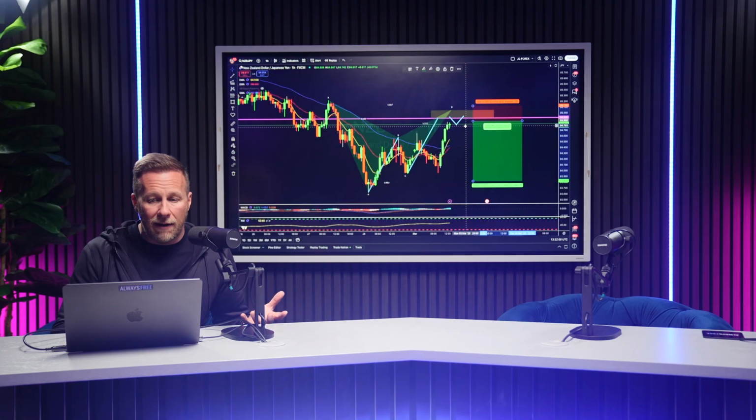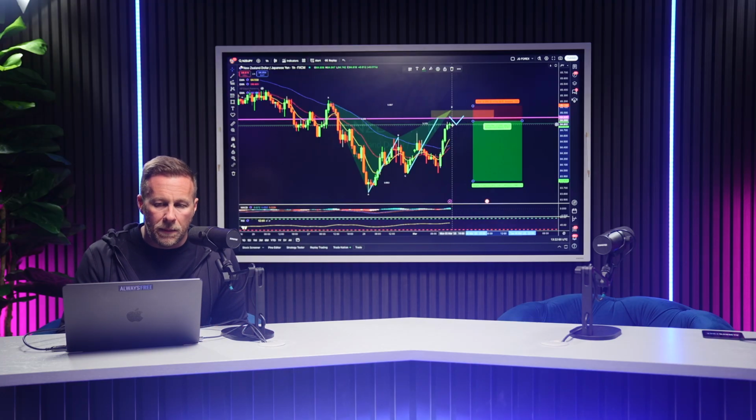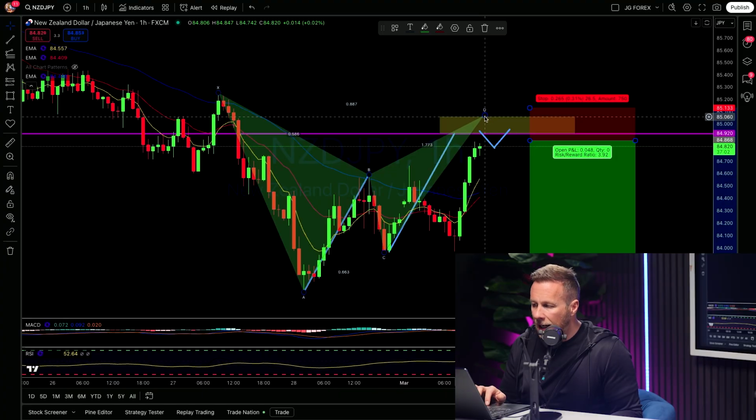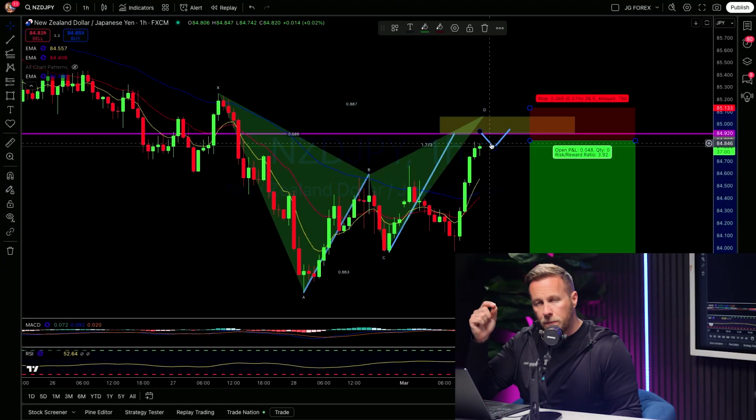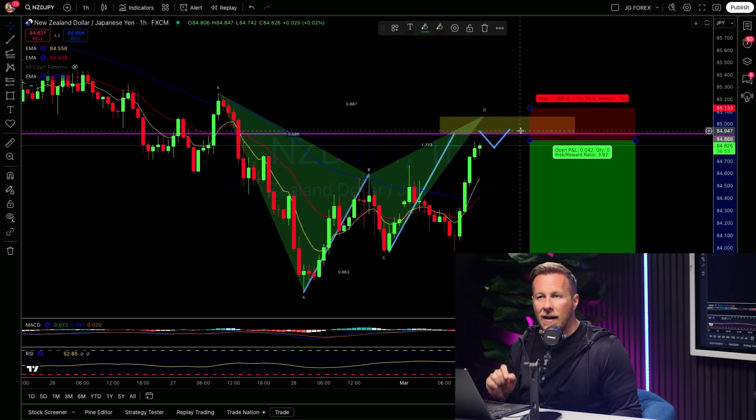I'm not going to tell you how I'm entering because we haven't actually tested the level that I'm looking to enter, but I can tell you that it'll either be an aggressive entry up at 85 flat, just below that, 85 flat, a couple of pips below that. Or if we don't and we start to put in a double top, I can get involved there.